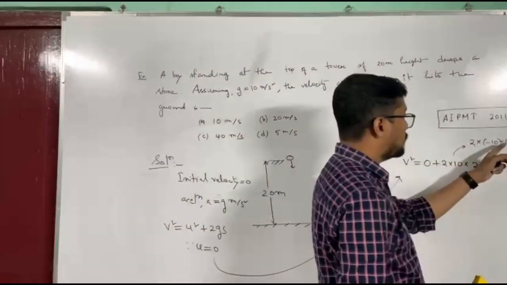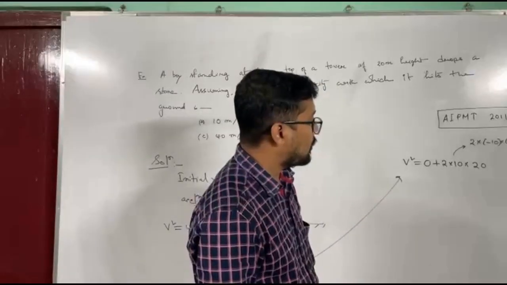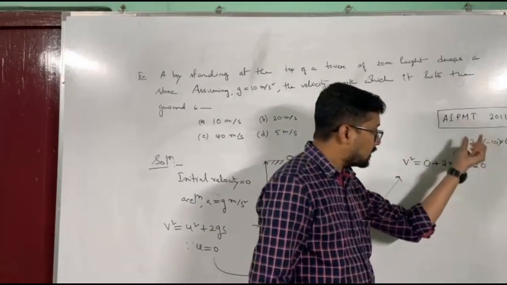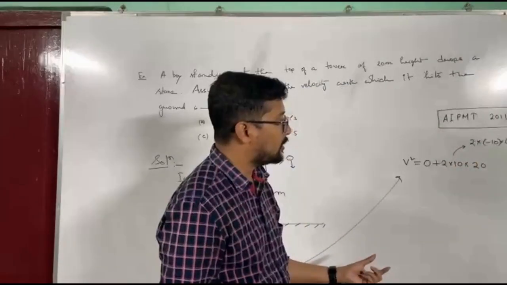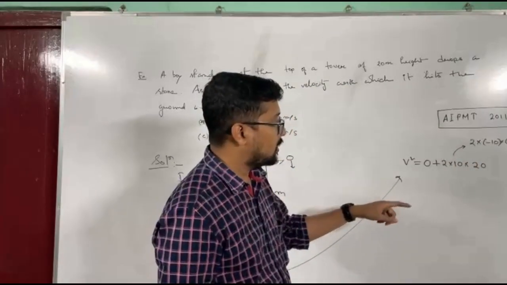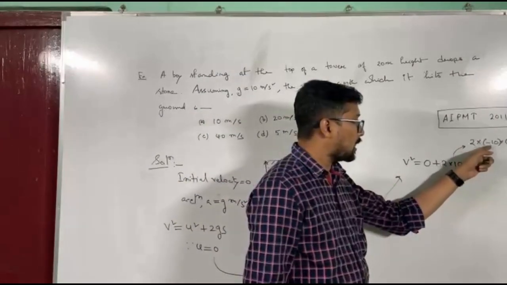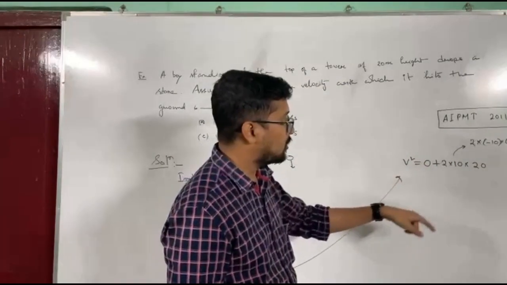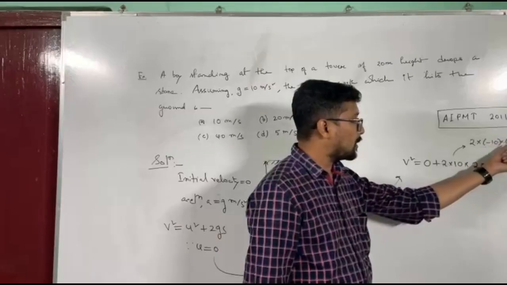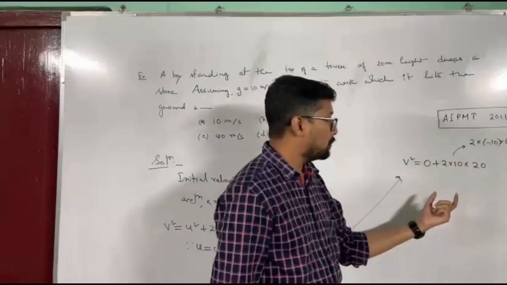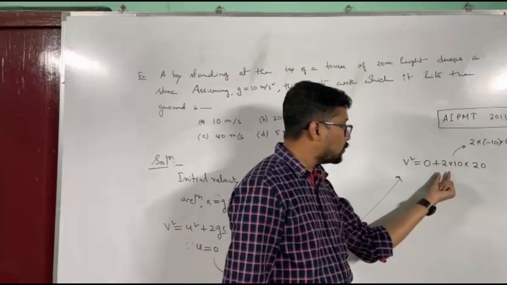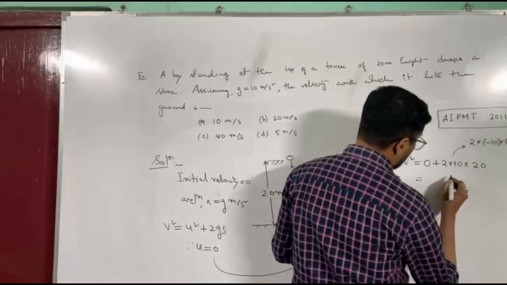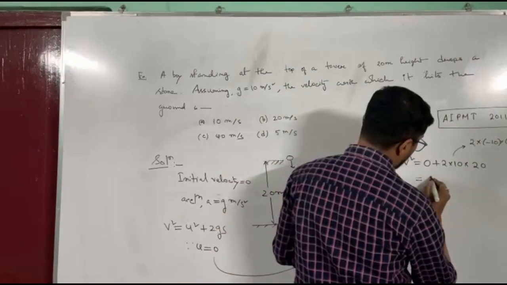Two into minus 10 into minus 20. Now you see, because you have acceleration due to gravity in the downward direction, which as per our convention is minus, I am writing this as minus 10, and displacement is also in a negative direction, so it is also minus 20. So minus minus will eventually become positive, so directly you can write 2 into 10 into 20. So further I can write, it becomes 400.